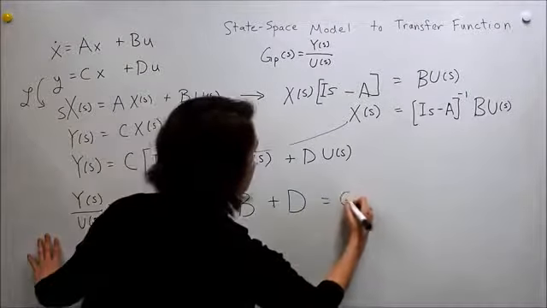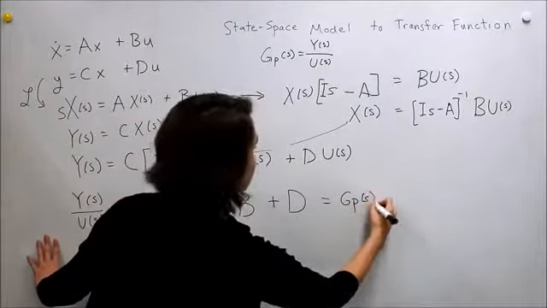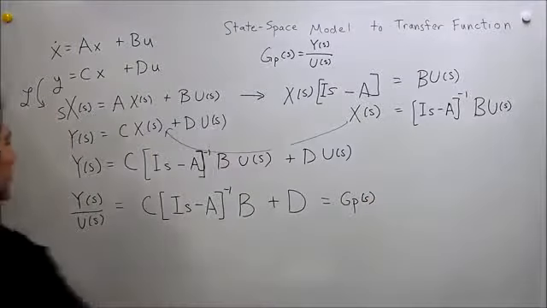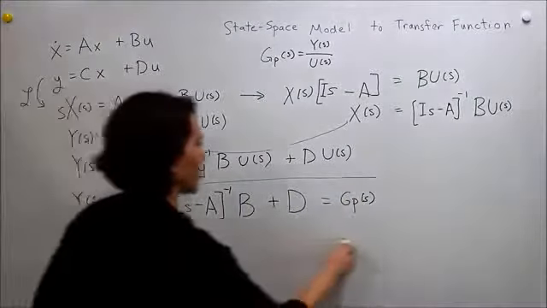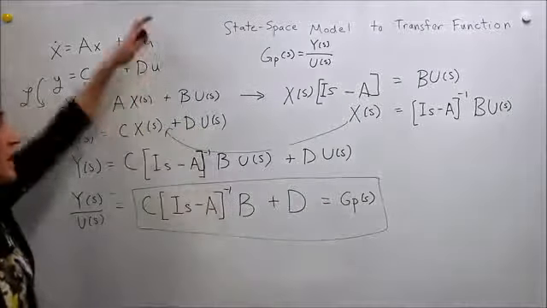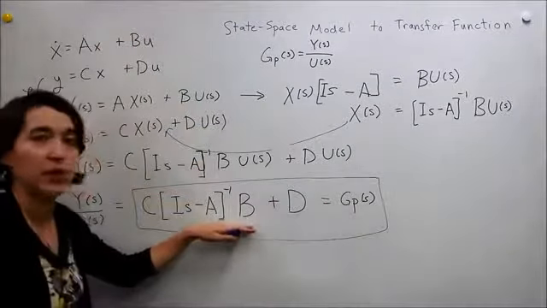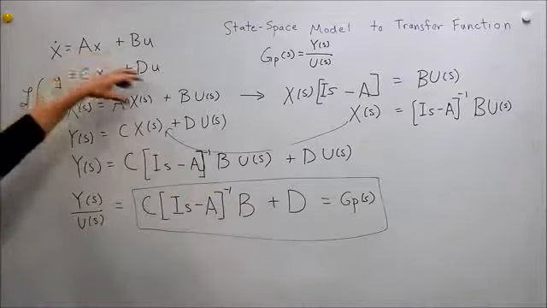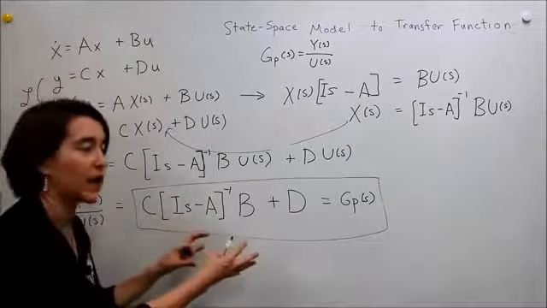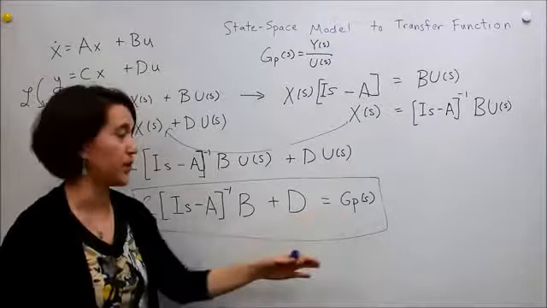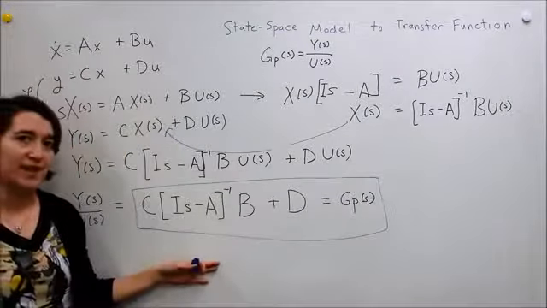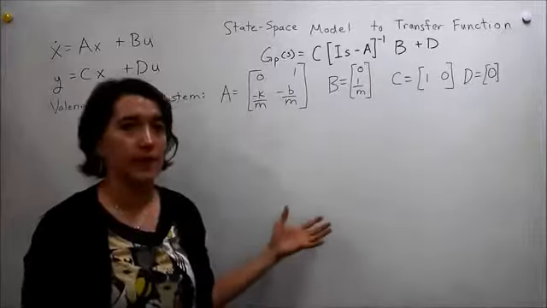So this would be G_P(s). And then this is our base equation. So this is a really important equation for going between the two. You don't have to derive it every time. If you just remember this equation and you have your system in this form, you can plug all these values in, calculate, and you can get the transfer function. So we'll do an example with that in a second.